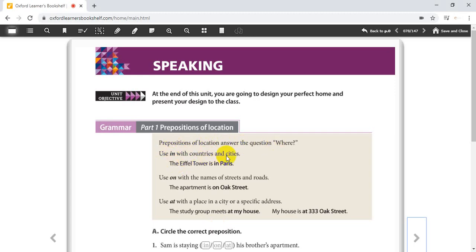Use in with countries and cities. Usually we use in with countries and cities. You can use it with anything referring to when something is inside a thing. The Eiffel Tower is in Paris, or you can say the clock tower is in Mecca.